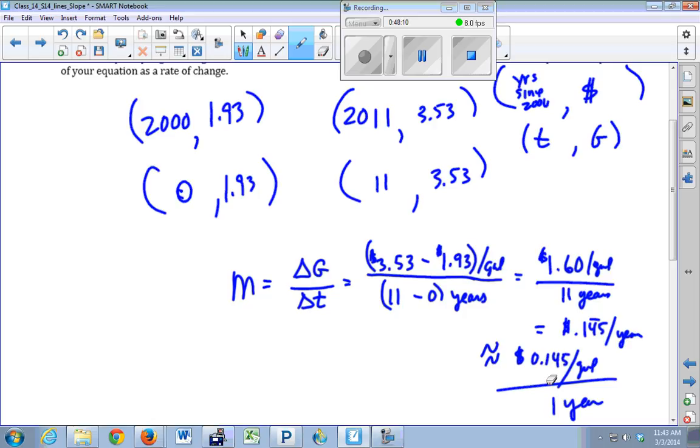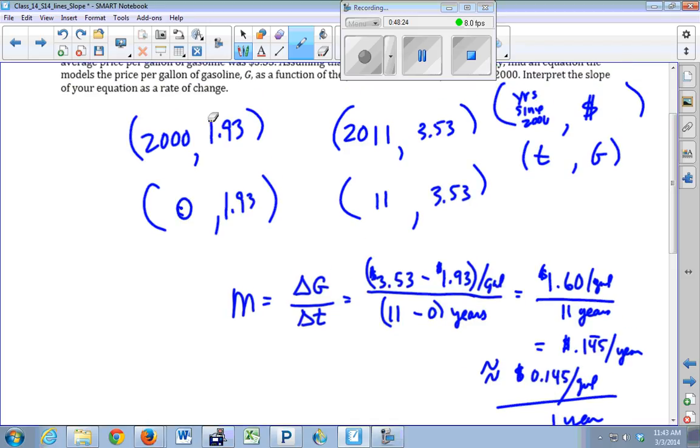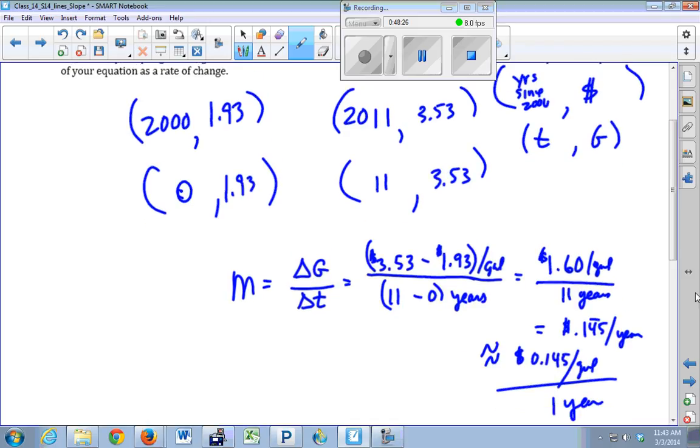So you have to have your numbers and your units in it. So on average, my gas prices rise 14.5 cents per gallon each year. There's lots of different ways to say it. Okay, so you would use this and then go back and use your point slope form.